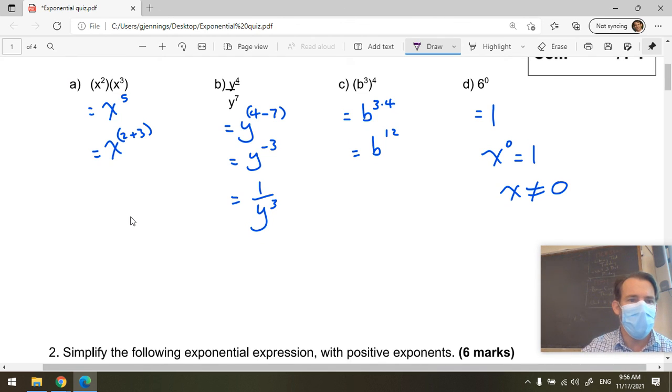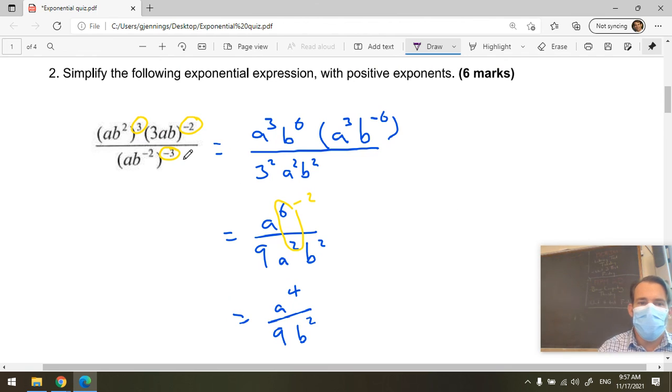So anyway, with these types of questions, you add the exponents together. This is x to the 5 because it's x to the 2 plus 3. So that's the product of a power rule. Quotient of a power rule: when you're dividing powers, you subtract the bottom one from the top one. So this is y to the 4 minus 7, y to the minus 3, which is 1 over y to the 3. For b to the 3 to the 4, there we multiply the powers. So that's b to the 12. 6 to the 0 is just 1, because anything to the 0 is 1 so long as that anything is not 0. If you have a non-zero base and you raise that base to the power 0, the answer is 1, always.